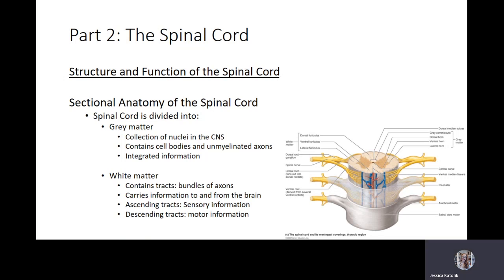We talked about in chapter 12 that the central nervous system is going to have gray and white matter. And here you can see the two regions of gray and white matter. This over here, this butterfly shape, is going to be gray matter, and it's going to be a collection of cell bodies and non-myelinated axons. And so many interneurons are going to be located here.